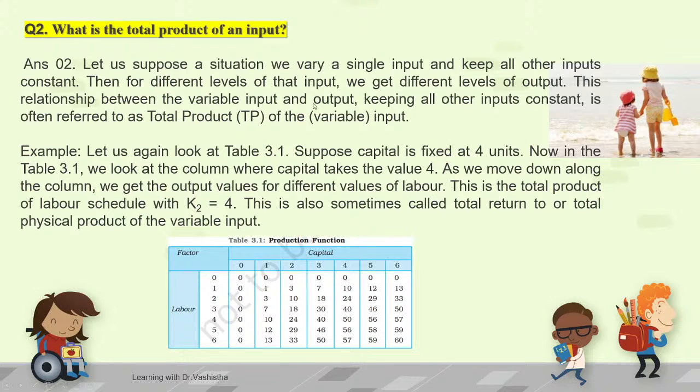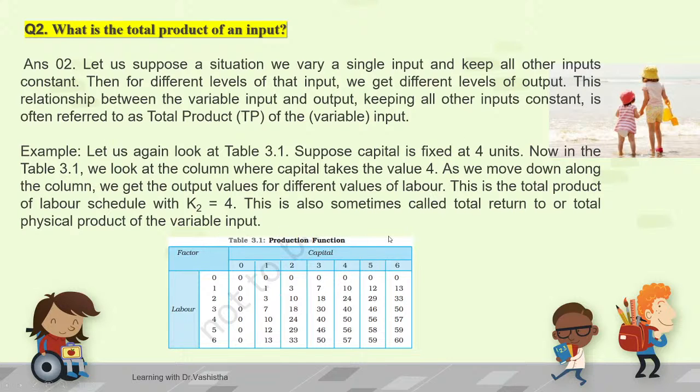Remember here, all the other factors of production are constant, only one input is kept variable. So in that case, the relationship between total output or the total product and that variable input will be the total product of that input. Again, we'll take an example here to understand it in a better manner.